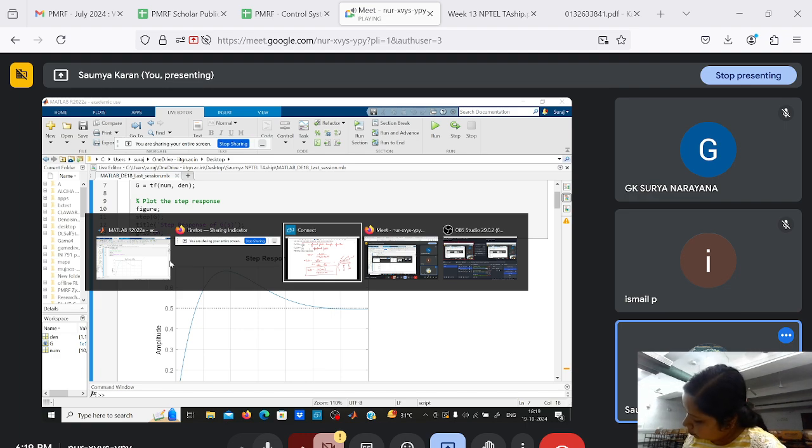Then what is the angle of asymptote? It's given by (2k plus 1) into 180 degrees upon 3, where k is 0, 1 and 2. Your angles are 60 degree, 180 degree and 300 degree, right? Just put the values 0, 1 and 2.